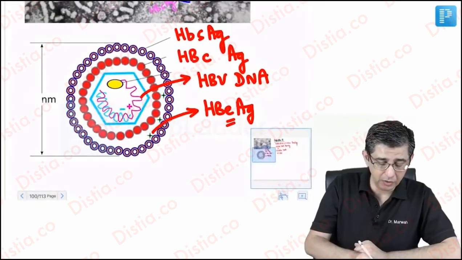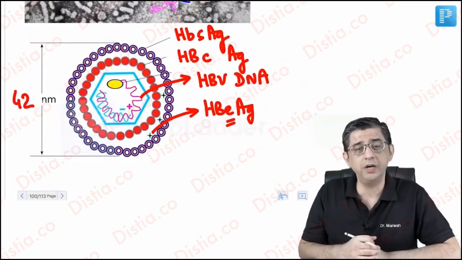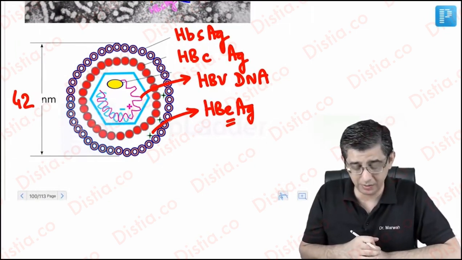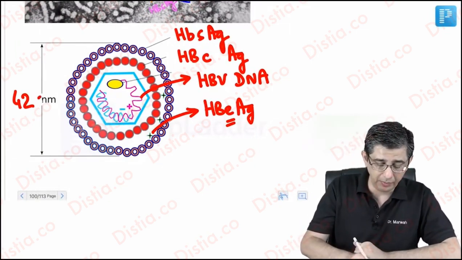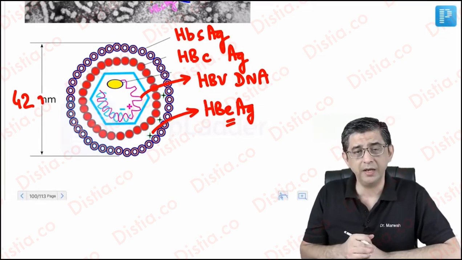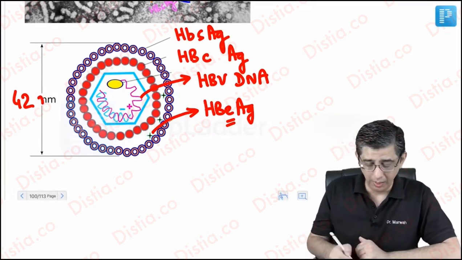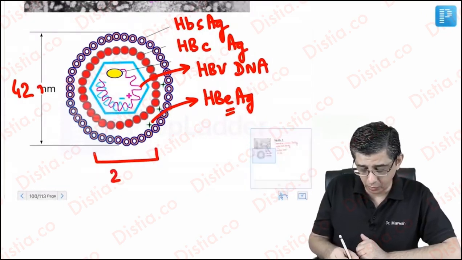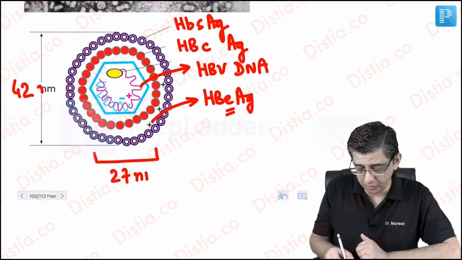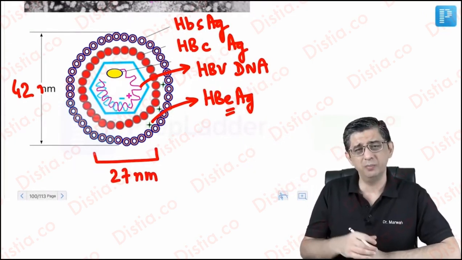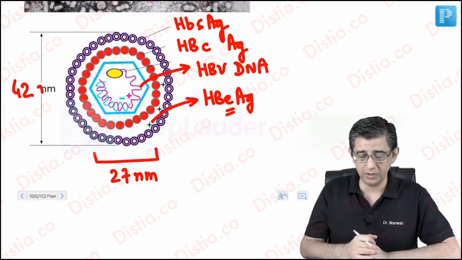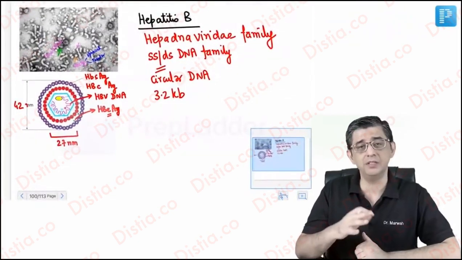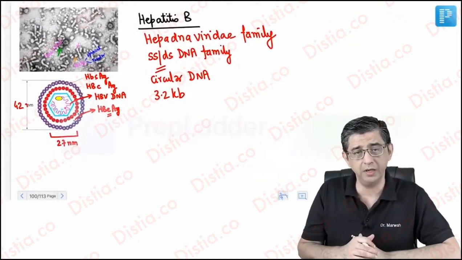The total size of this virion will be approximately 42 nanometer. The range, actually 40 to 45 nanometer, is the size that is given for the Dane particle, but I gave an average value of 42. The inside part of it, the nucleocapsid component, the core antigen, would be approximately 27 nanometer. So a bit of routine data was explained here, both the interpretation of the electron microscopy as well as the line diagram of the virus, which you should be very clear about.